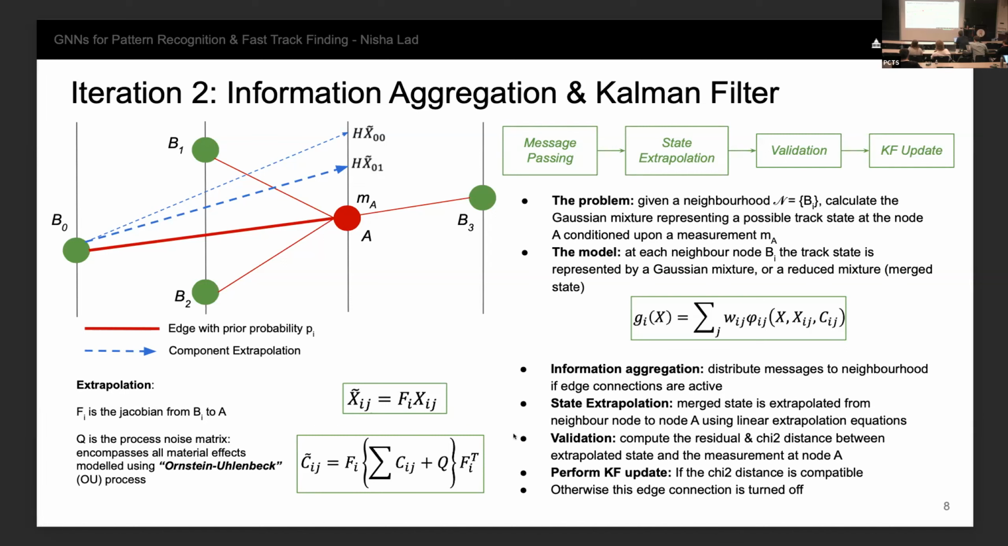So at this stage, we really harness the message passing, message distribution between a node and its neighborhood. We then would extrapolate the state, validate it, and then perform a Kalman filter update. The state extrapolation here can be seen with just a normal linear Jacobian, and its covariance is just the symmetrical product of the Jacobian with the previous covariance, but also including the process noise term here, which is modeled by the OU process that I mentioned.